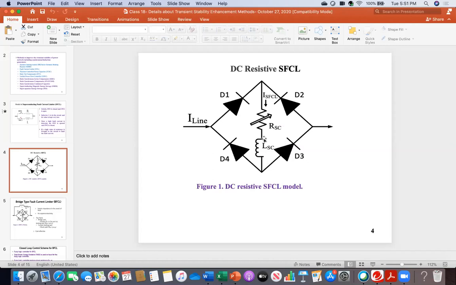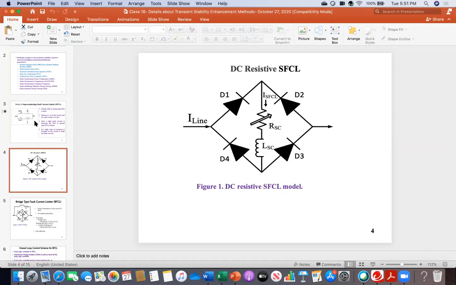So what is the technology? Again, this is the picture for one of the phases. For example, for phase A, then you need a similar structure for phase B and for phase C. Now, what is happening? This is your line, for example phase A. And as you can see, there is the diode bridge. If you remember, what is the function of the diode bridge? It can convert into DC.